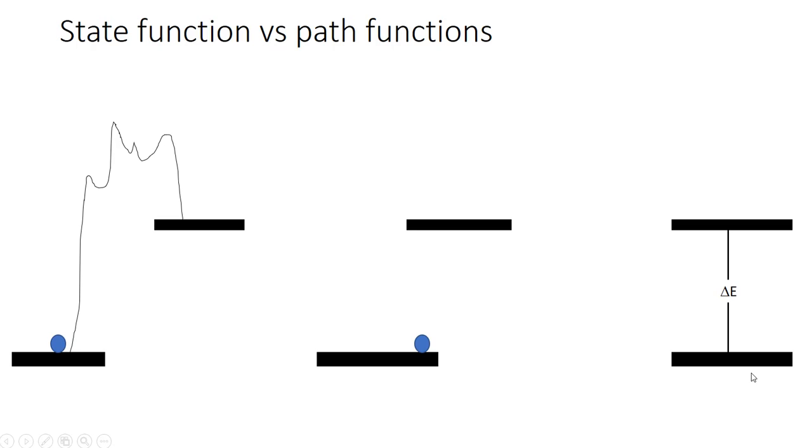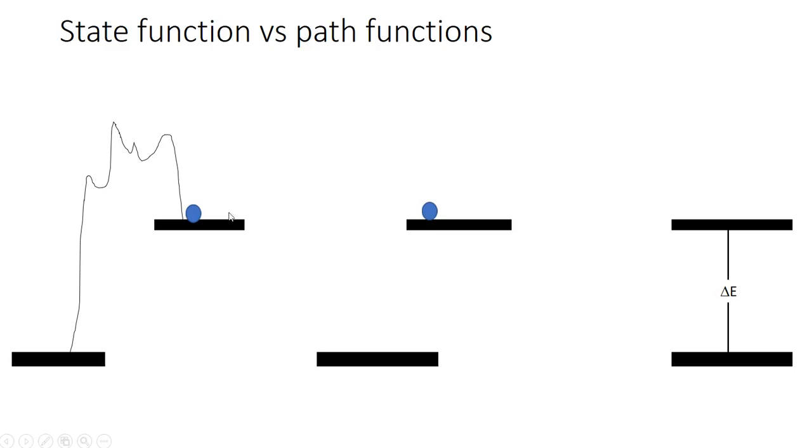Now let's define a state function and a path function. So let's look at these animations. We have the first one here, the second one. In both cases, we are moving from here. Our starting point is here, our end point is here.